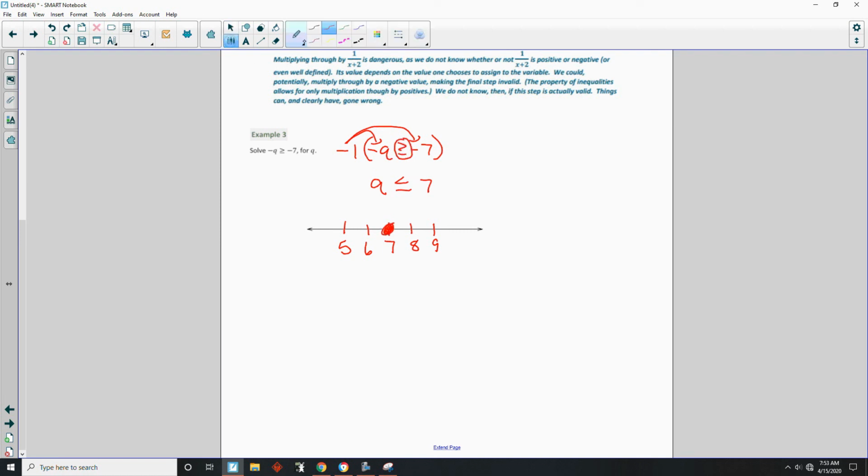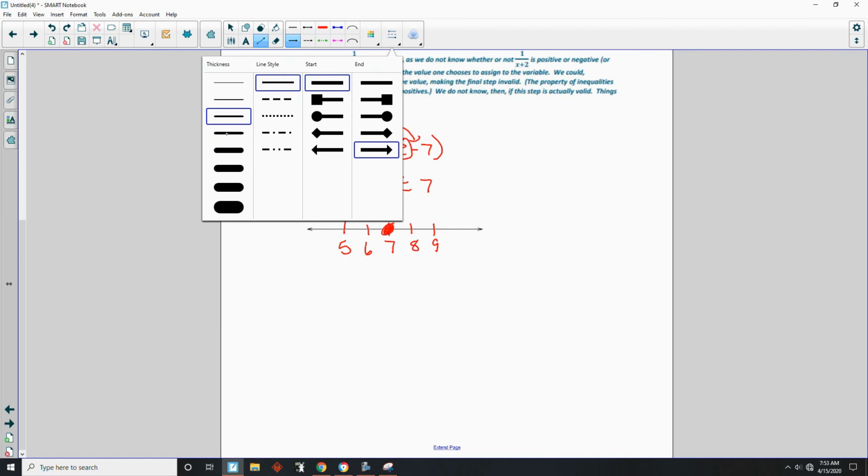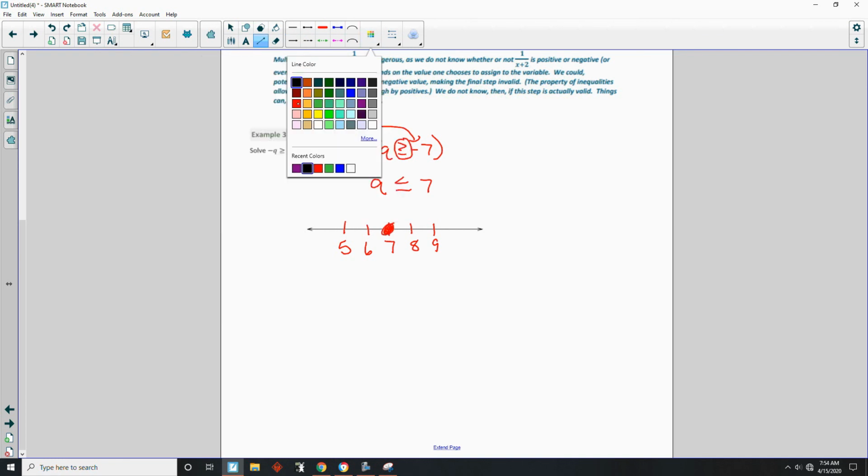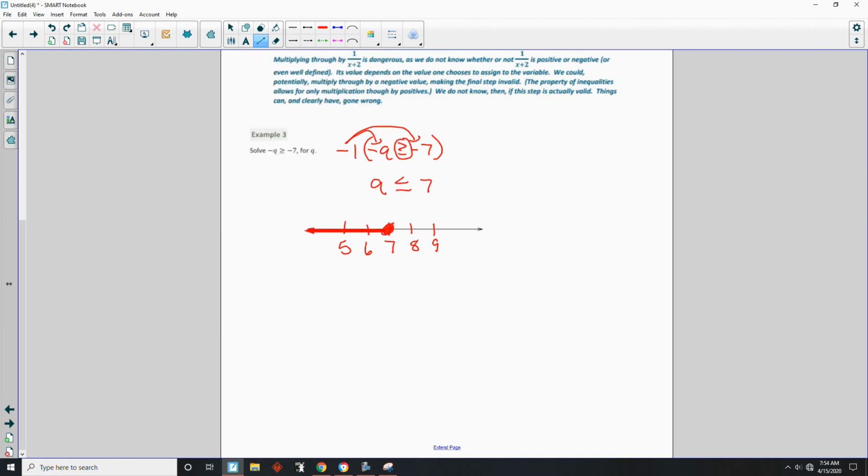So I'm going to come up here. I'm going to choose this, an arrow, thicker and redder. And it's going to go this way. So there's my solution set. Any value 7 or less.